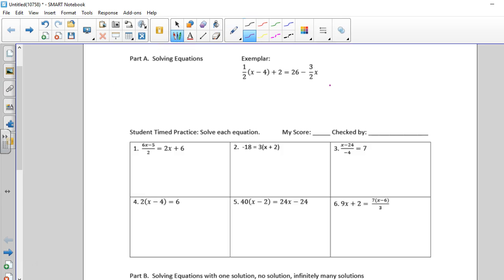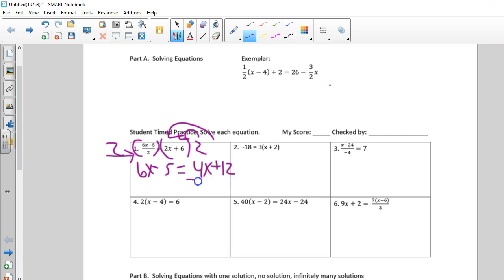Number 1, 6x minus 5 divided by 2 equals 2x plus 6. Every time you see a fraction, you should try to get rid of it. So you should think to yourself, multiply by 2. Multiply everything in the equation by 2. When you multiply the fraction on the left by 2, 2 times the reciprocal 1/2, which is what divided by 2 is, leaves 6x minus 5 equals, and then 2 times each of the terms on the right. 2 times 2x is 4x, and 2 times 6, don't forget, both terms, is 12.